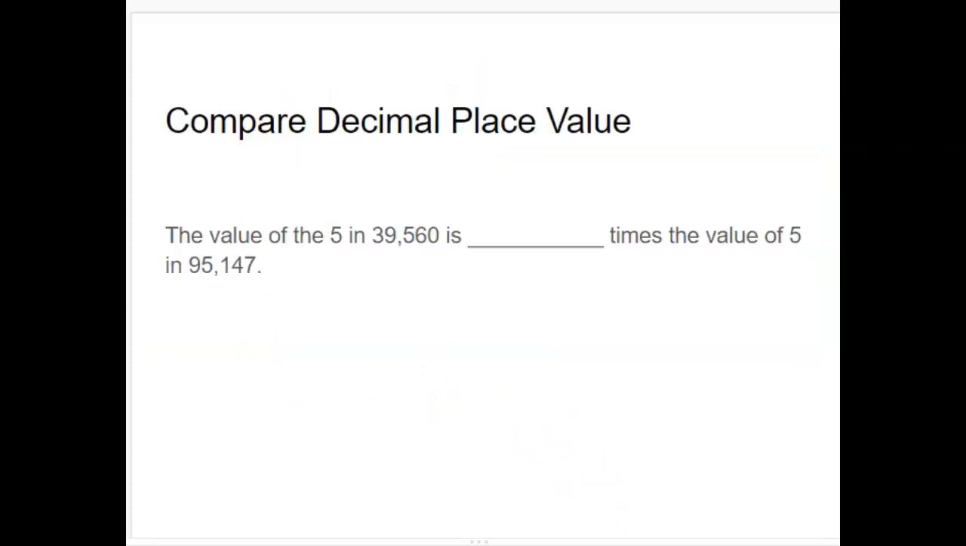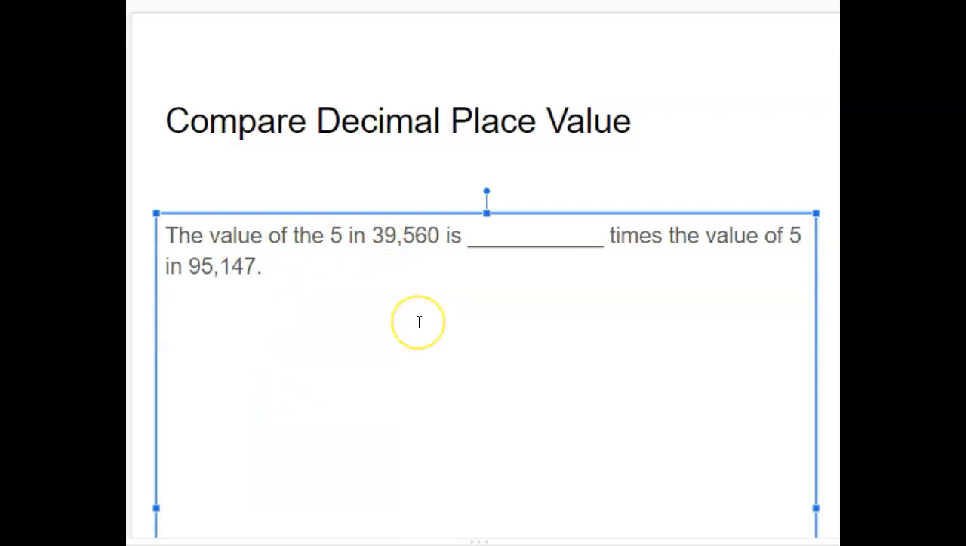Okay, another example problem that we can find on Khan is compare decimal place value. So here we have: the value of 5 in 39,560 is blank times how much bigger or smaller than the 5 in 95,147? So it's very wordy, but what you're doing here is you're comparing the value of the 5 in both numbers. So if you're comparing the values, you need to identify what is the value of each.